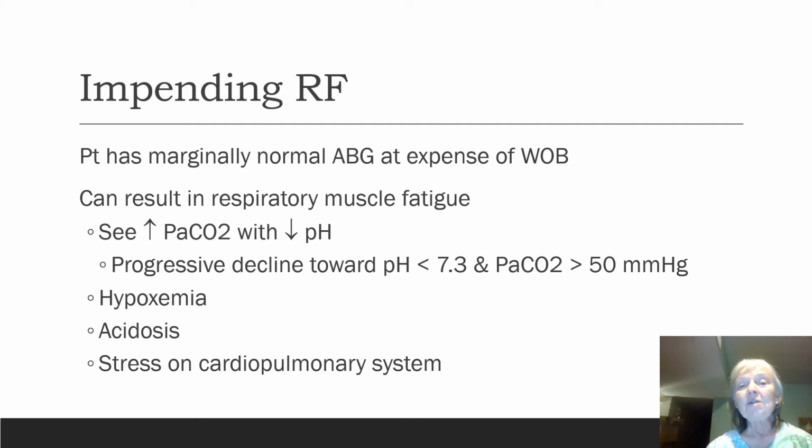And so as a result of that, they're going to have some problems with end organ dysfunction, vasoconstriction and shunting, and acidotic cellular necrosis going on. So what we see in respiratory muscle fatigue in these cases, the elevated PaCO2 with a decrease of pH, progressive decline towards a pH less than 7.3 and a CO2 greater than 50. Hypoxemia, acidosis, and then that major stress again on the cardiopulmonary system, where we see again that vasoconstriction, shunting, and then cellular necrosis occurring at that point.